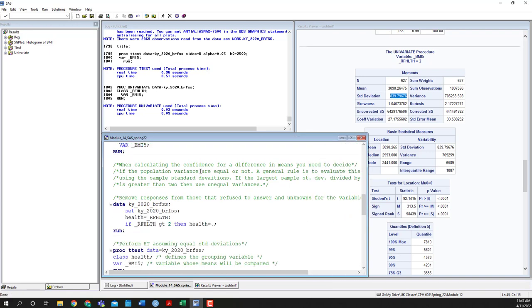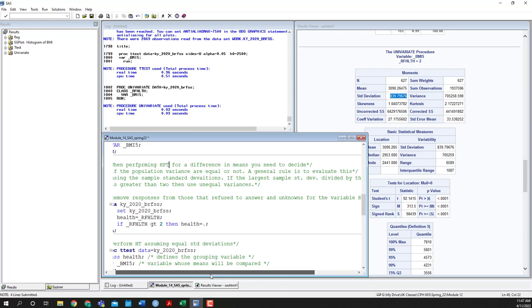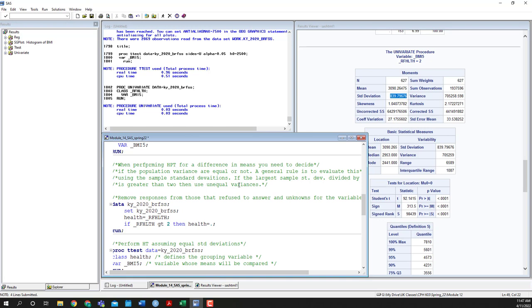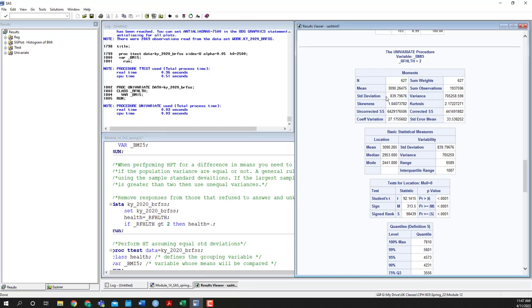So when performing the hypothesis test for a difference in mean, you need to decide if the population variances are equal or not. A general rule is to evaluate this using the sample standard deviations. So if the largest sample standard deviation divided by the smallest is greater than 2, then we want to use unequal variances. That is the same as saying if the larger one is twice as big as the smallest one.